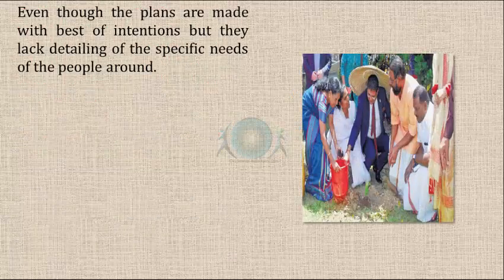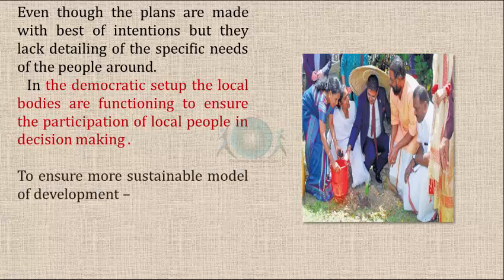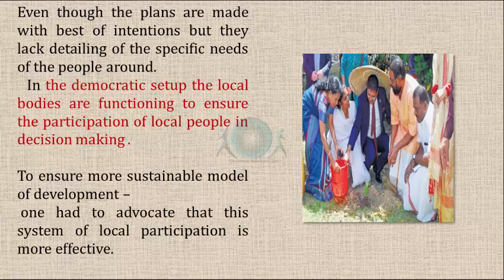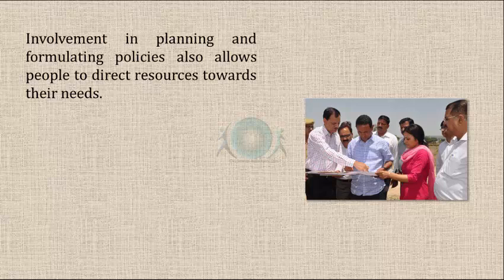In a democracy, everyone needs to be involved in formulating the goals of development and in devising ways of implementing it. Even though plans are made with the best intentions, they lack detailing of the specific needs of the people around. In the democratic setup, local bodies function to ensure the participation of local people in decision making. To ensure a more sustainable model of development, one has to advocate that this system of local participation is more effective. Involvement in planning and formulating policies also allows people to direct resources towards their needs.